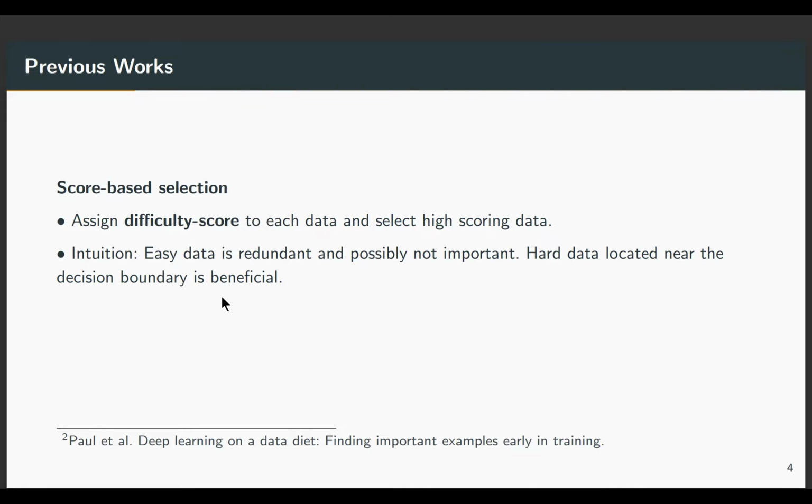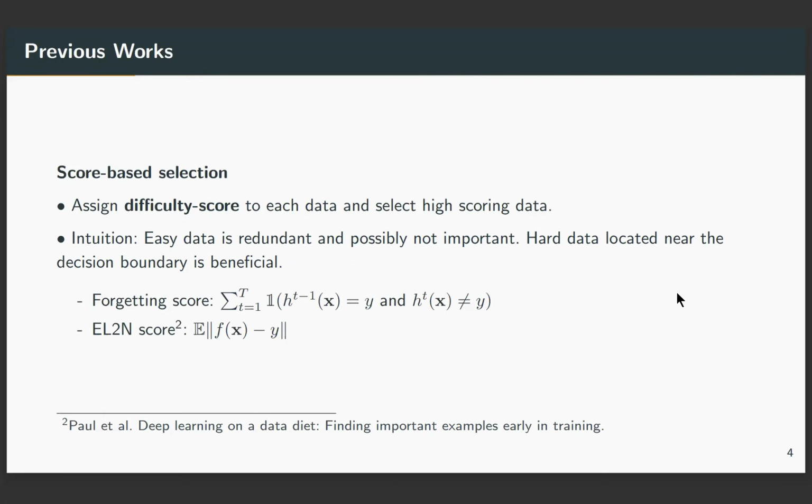Here are two popular methods of score-based selection. Forgetting score is defined as the number of times during training that the decision of the model on a sample switches from a correct one to an incorrect one. Here, h_{t-1}(x) is the output of the model at epoch t-1, and h_t(x) is the output of the model at epoch t. The EL2N score is defined as the L2 distance between f(x) and y, where f(x) is the output of the model and y is the label of the data.